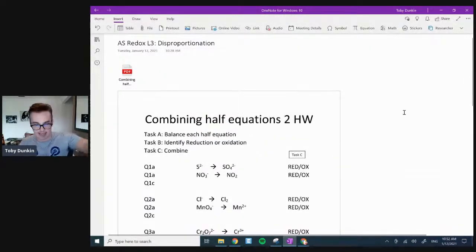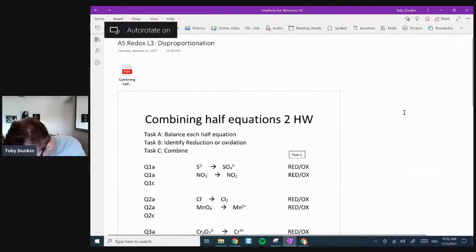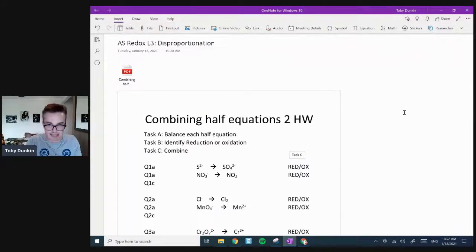Okay, so I set you guys a redox half equation homework to get you guys practicing moe.